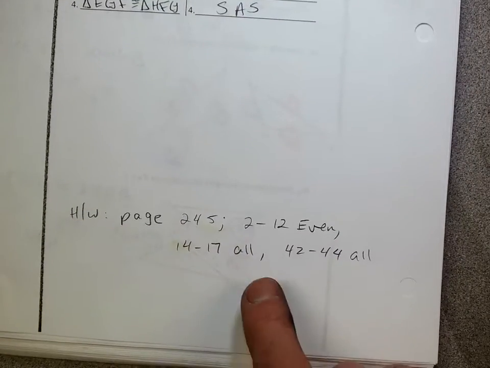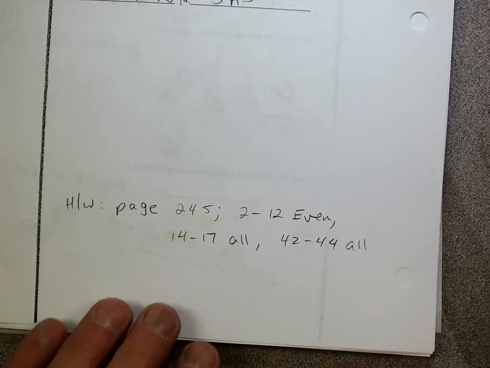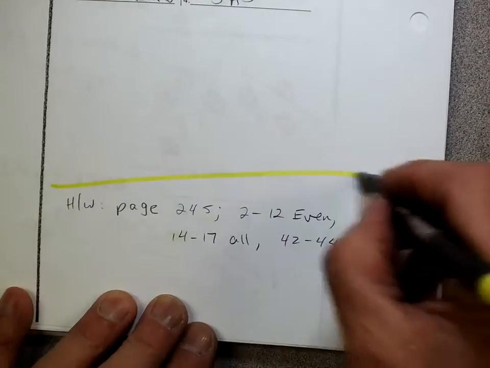That's all I have. So we're going to do page 245, 2 through 12 even, 14 to 17 all, and 42 to 44 all. All right.